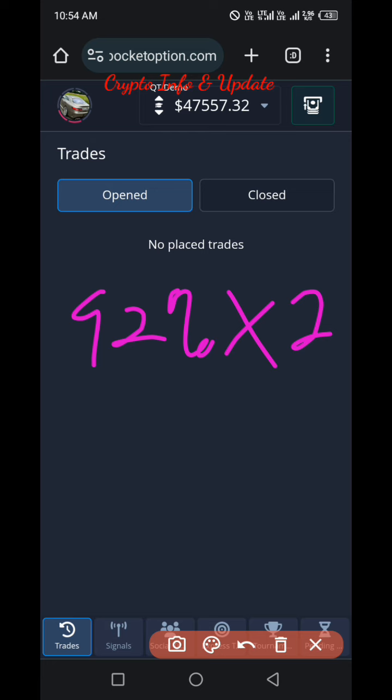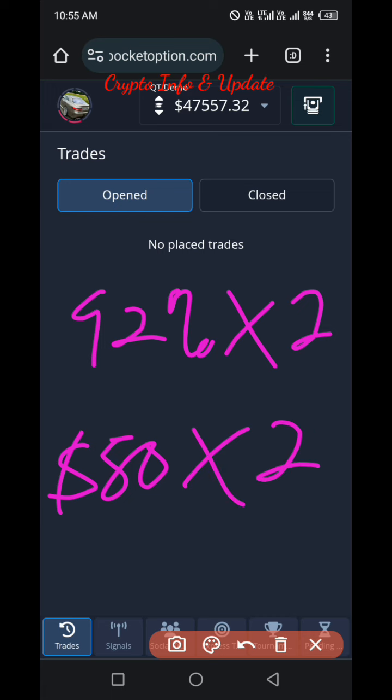Then my initial capital, which is $50, will also be doubled. So it means my new capital now will be $100. All right. And my potential profit will be 92% times 2, which is 184%. Do you understand?